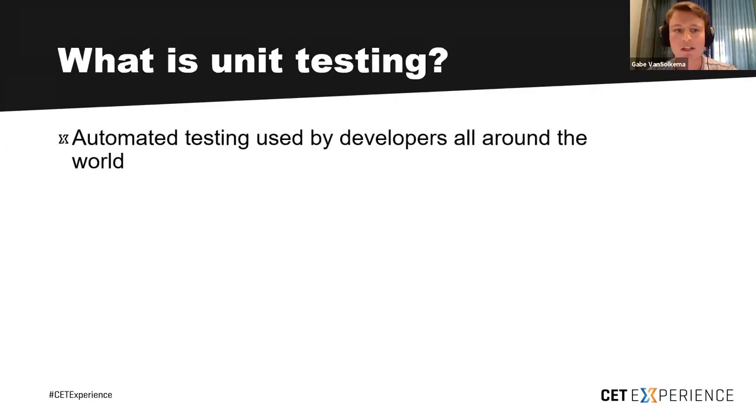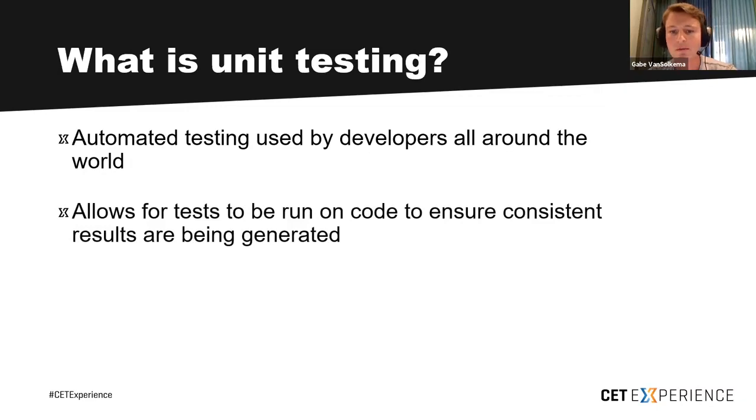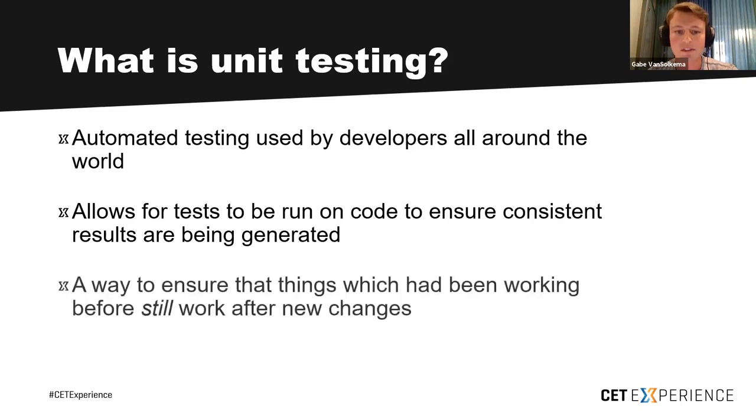So what is unit testing? It's an automated testing tool used by developers all around the world. It's used in many, many languages and many different development environments. And it allows for tests to be run on code to ensure that you're getting consistent results. So given a set of inputs, you want to make sure that your outputs are producing the results that you would expect. And so CM unit testing is a way to ensure that your outputs are always going to be consistent.